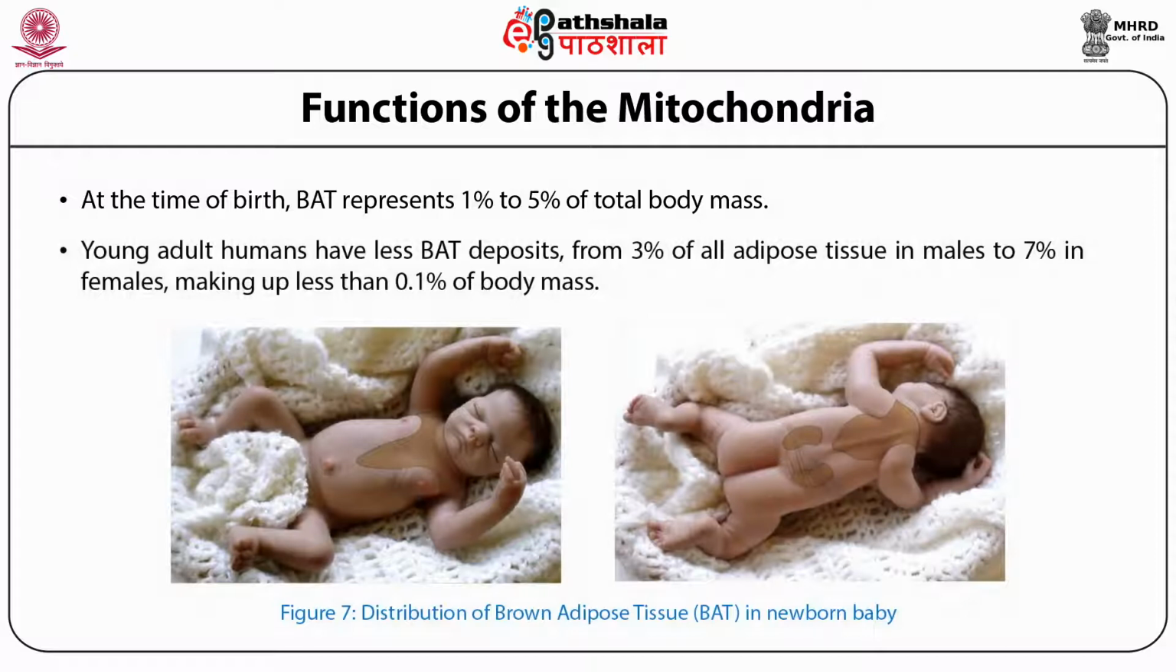Young adult humans have less BAT deposits, from 3% of all adipose tissue in males to 7% in females, making up less than 0.1% of the body mass. Interestingly, BAT in adults can apparently be activated by cold exposure and suppressed by increasing the core body temperature.